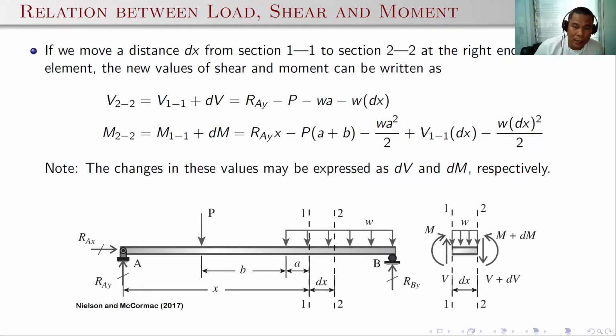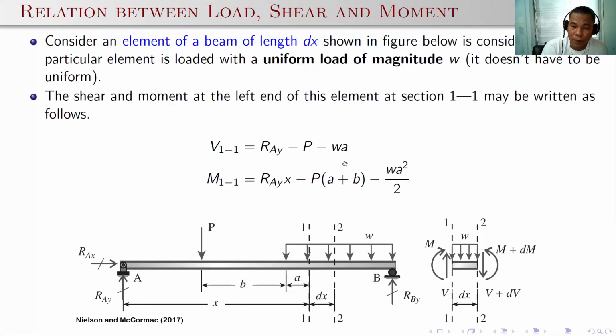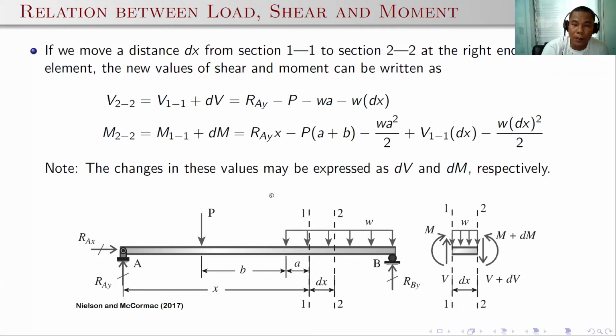But if we move a distance dx from section 1-1 to section 1-2 at the right end of the element, then there will be new values of shear and moment. And this can be written this way. We just have added minus w dx to our previous equation. And for the moment, we have added V1-1 dx minus w dx squared over 2. Note the changes in these values may be expressed as the change in shear and the change in M respectively. The change in shear is equal to minus w dx, and the change in M is V1-1 dx minus w dx squared over 2.